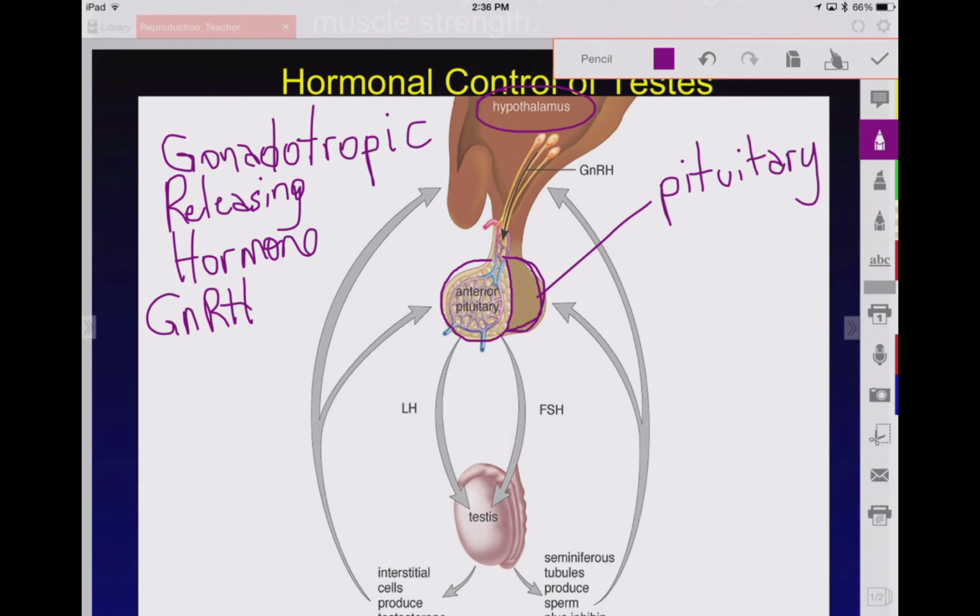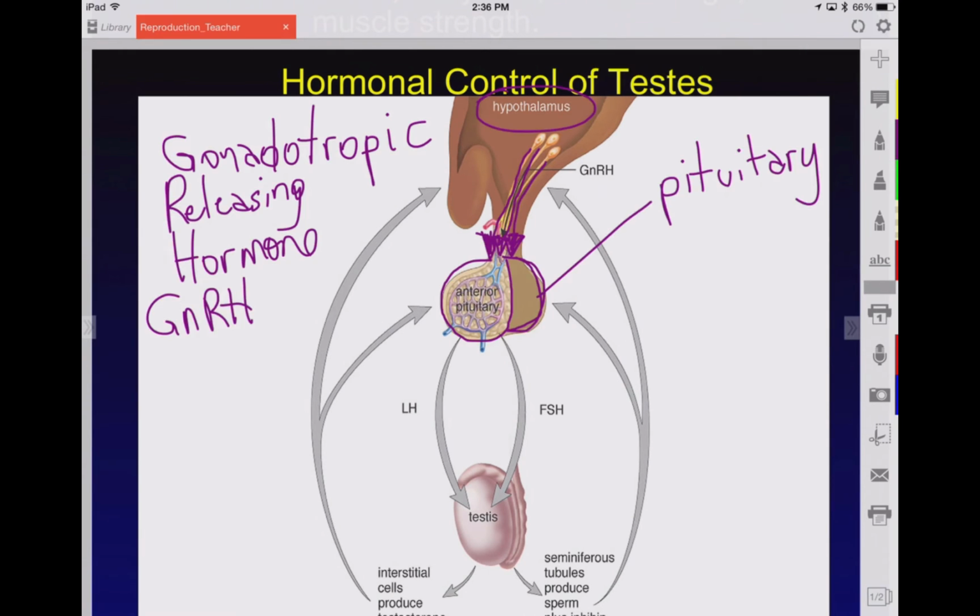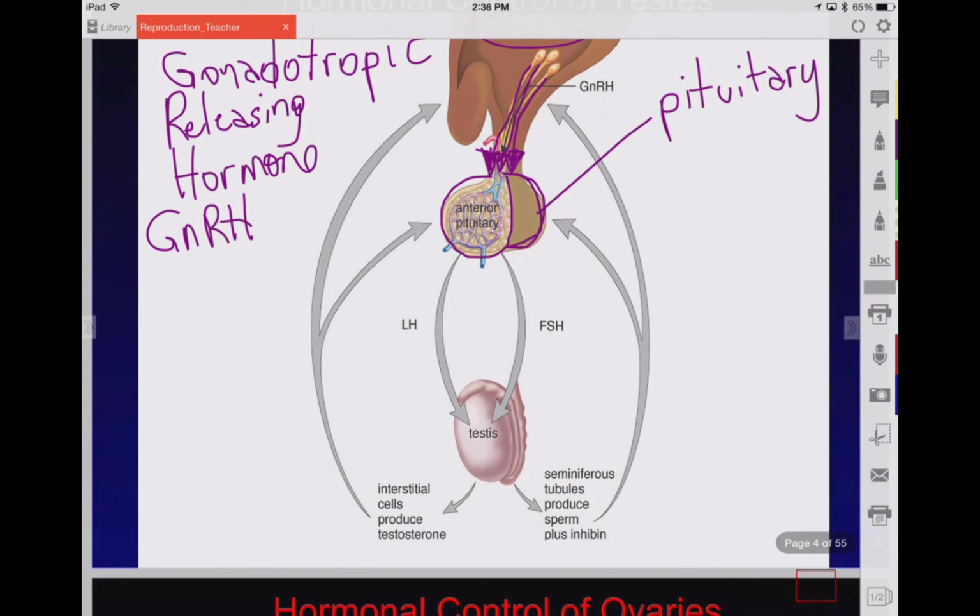Now, gonadotropic releasing hormone, the hypothalamus is going to send a hormonal signal down to your anterior pituitary, right down here. And it uses your cardiovascular system to do it. You'll notice that the hypothalamus is awfully close to the pituitary. Well, the hypothalamus is in control, so it's going to basically issue orders to your anterior pituitary gland.